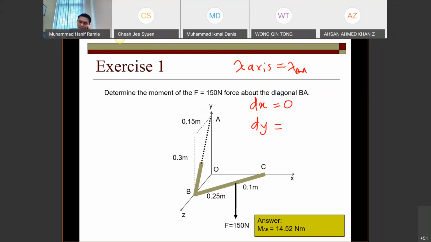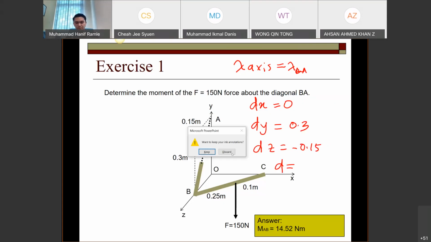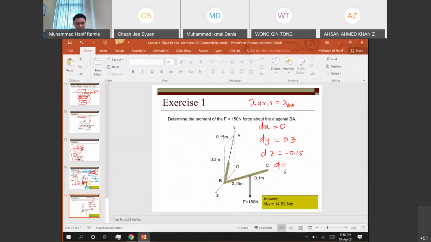Negative. Positive 0.3. Yeah. From B to A, dz? dz is negative 0.15. Yes, correct. Okay, this is your dx, dy, and dz. How about d? How much? Doctor, d is 0.335.